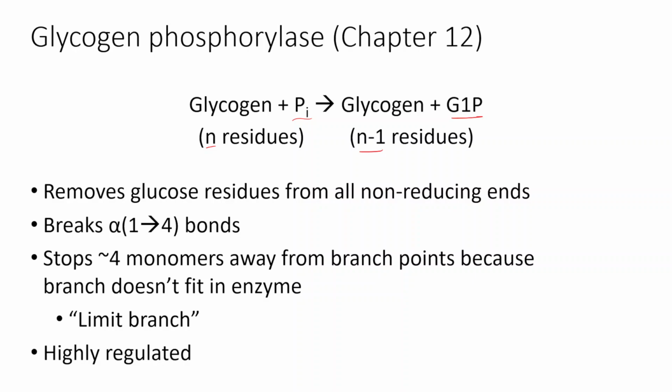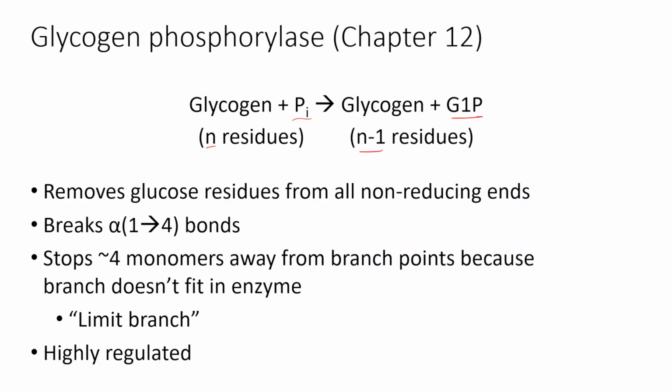Like we mentioned a slide or two ago, glycogen phosphorylase is going to remove glucose residues from all of the non-reducing ends of glycogen. And this can happen from all of the ends at once. This is part of why, as we discussed previously, there are so many branch points in glycogen, because the more branches you have, the more ends you have that can be broken down very quickly when glucose is needed.